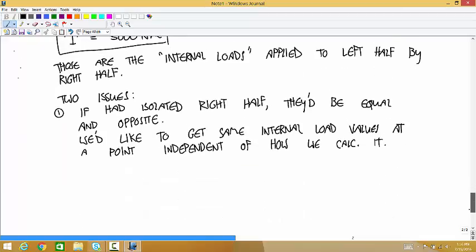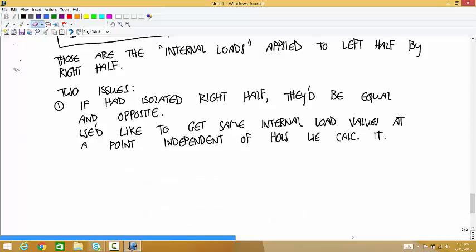And then the second issue is we'd like to be able to calculate these internal loads at every point along the beam. We've done 1 point along the beam, so how many do we have left? Infinite. Yeah, right, and uncountably infinite, so that's not good. So it doesn't seem like this is really the way to go. You could just start calculating internal loads at points, but you'd never get there.